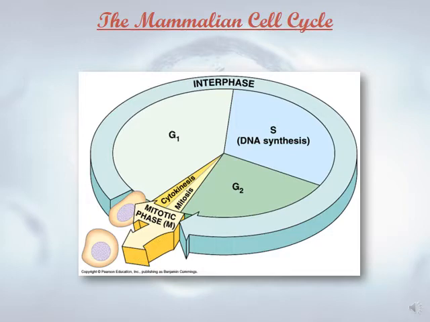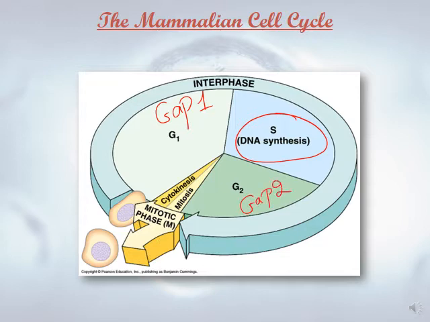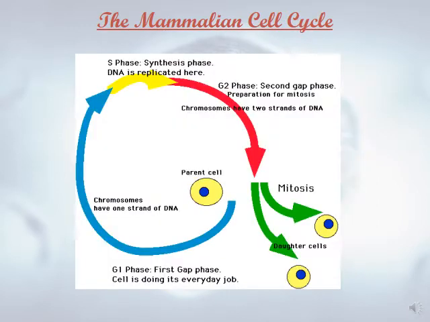This is the mammalian life cycle. It includes the interphase, G1, called gap 1. We have the S phase, DNA synthesis, where duplication of DNA occurs. G2, gap 2, prepares for the process of mitosis. Then mitosis: prophase, metaphase, anaphase, telophase, and finally the division of the cell into two daughter cells, called cytokinesis. So this is the mammalian cell cycle.